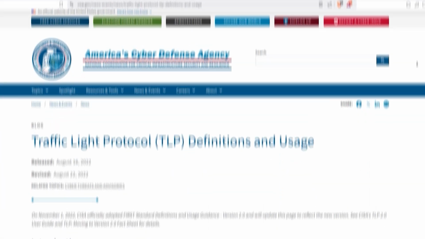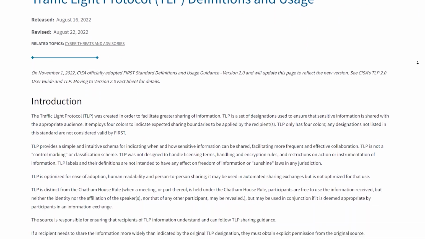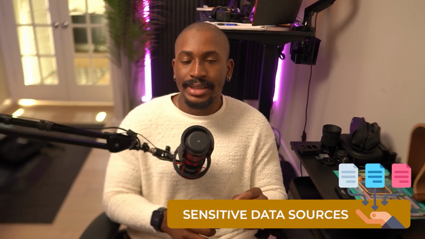Additionally, this module introduces learners to the Traffic Light Protocol, TLP, a vital framework for sharing sensitive information in the cybersecurity community. So for those who don't know, the TLP system with its color-coded classification levels helps ensure that threat intelligence is disseminated appropriately and securely amongst the relevant parties, whilst also balancing the need for information sharing with the necessity of protecting sensitive data sources and methods.